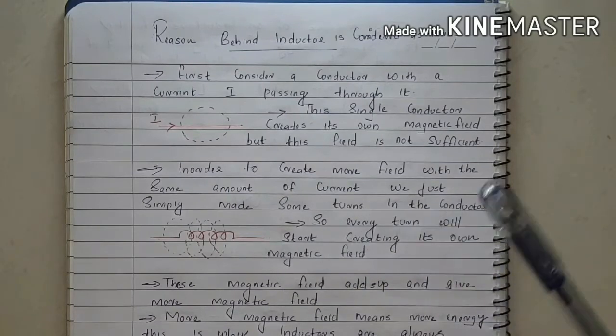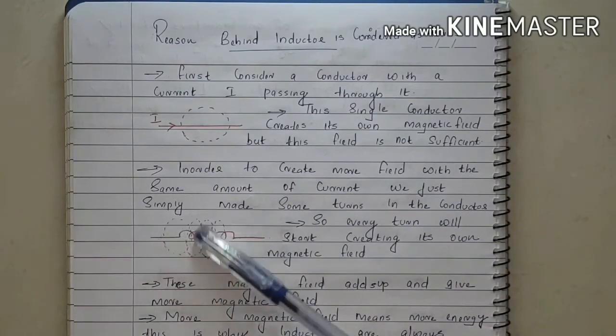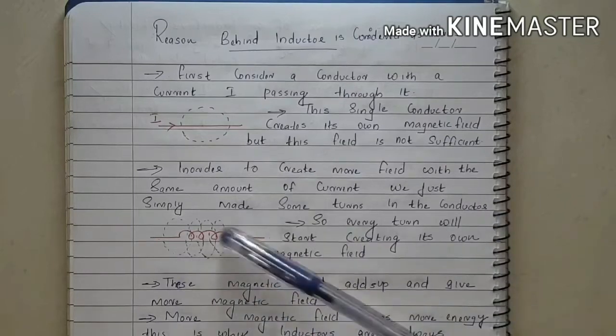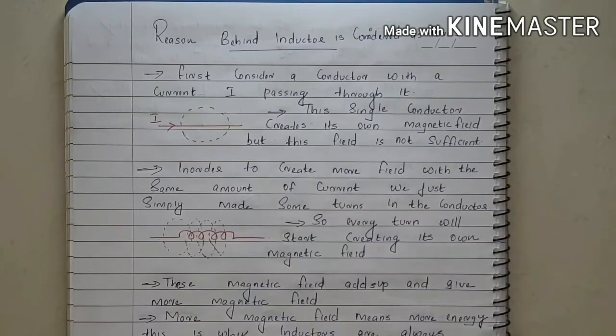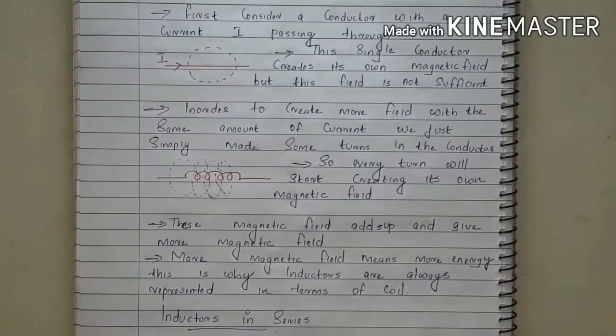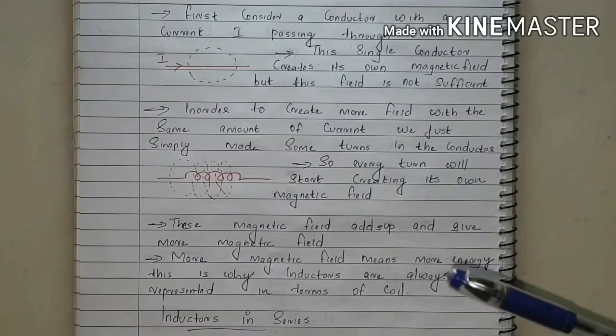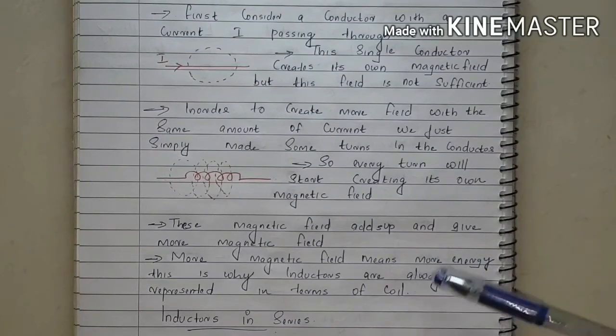So, each turn will start creating its own magnetic field. The first turn will create its own magnetic field, second turn will create its own magnetic field. Like this, each turn will start creating its own magnetic field. And this magnetic field gets added up and gives more magnetic field. More magnetic field means more energy gets stored in the inductor. This is the reason why inductors are always represented in terms of coil.